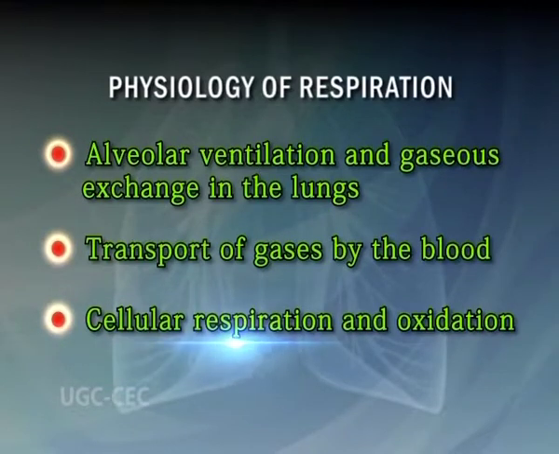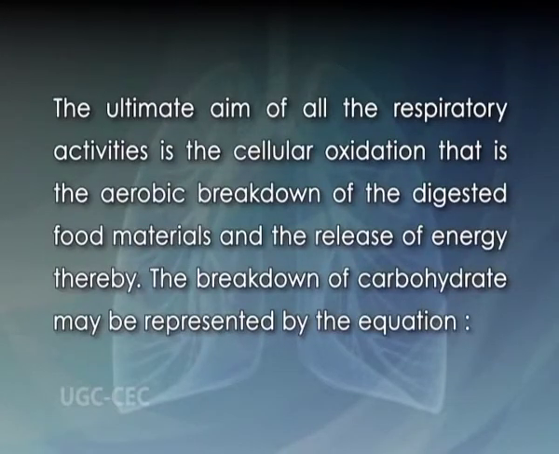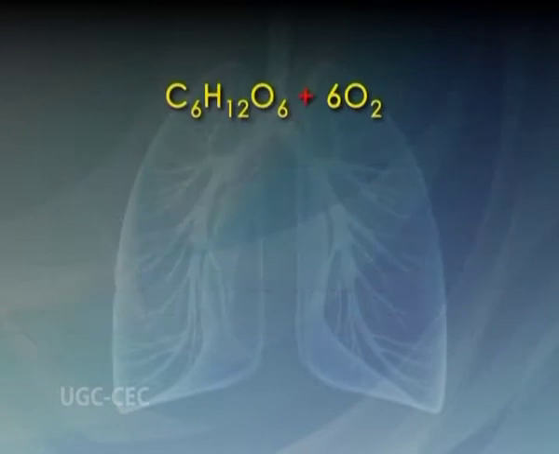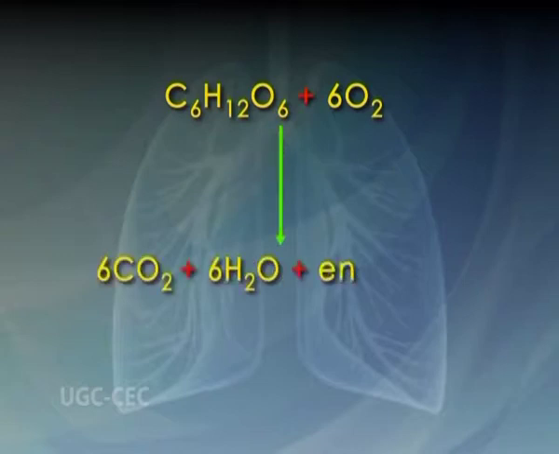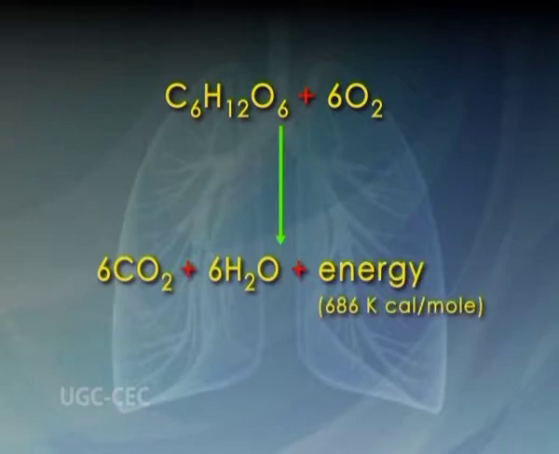Next comes cellular respiration and oxidation. The ultimate aim of all the respiratory activities is cellular oxidation, that is, the aerobic breakdown of the digested food materials and the release of energy thereby. The breakdown of carbohydrate may be represented by the equation C6H12O6 plus 6O2 gives 6CO2 plus 6H2O plus energy, that is 686 kilocalories per mole.